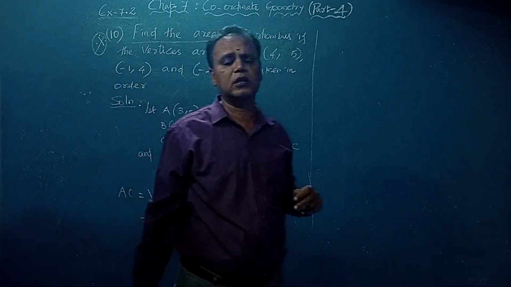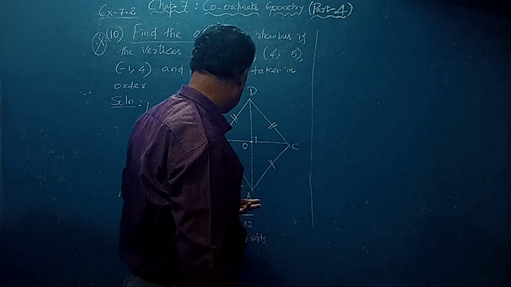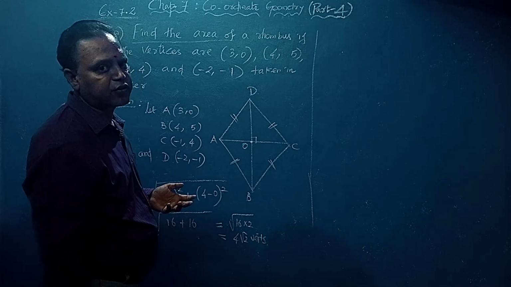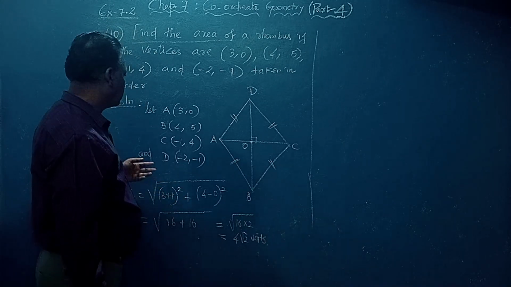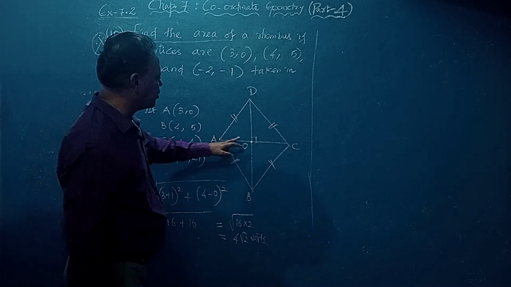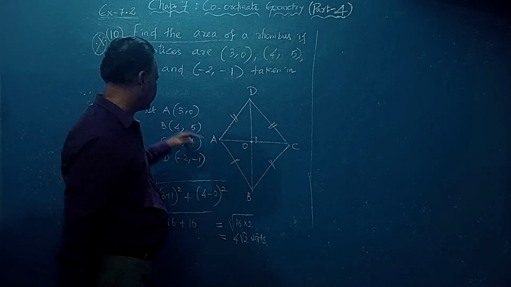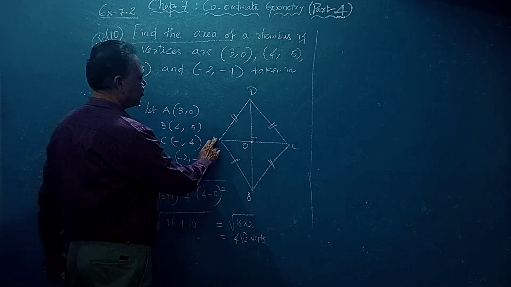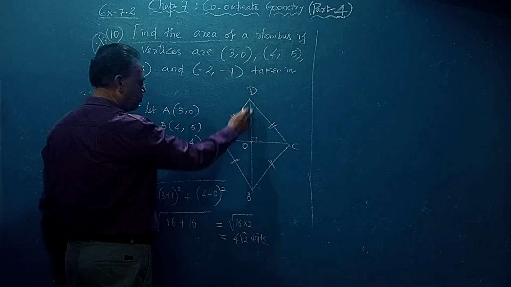Now in the question they asked to find the area of the rhombus. Area of a rhombus means half into the product of the diagonals. That means, using the distance formula, you can find AC and BD, because four vertices are given. Take A, B, C, D, the four vertices. You have to find the length of AC using the distance formula, and the length of BD.